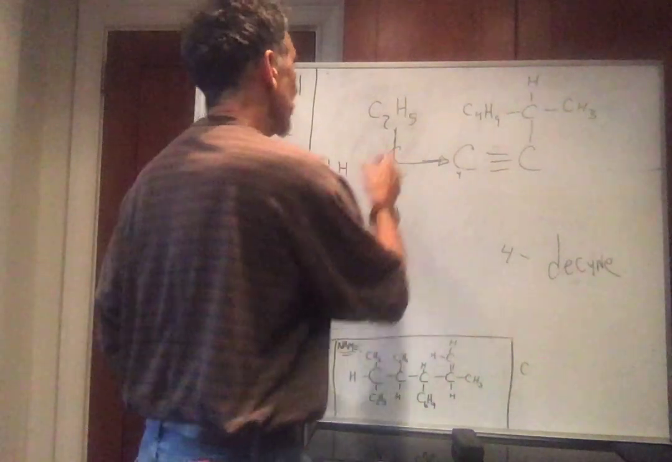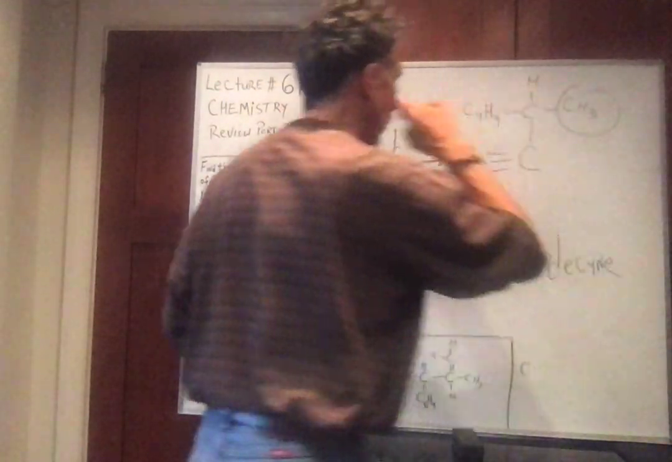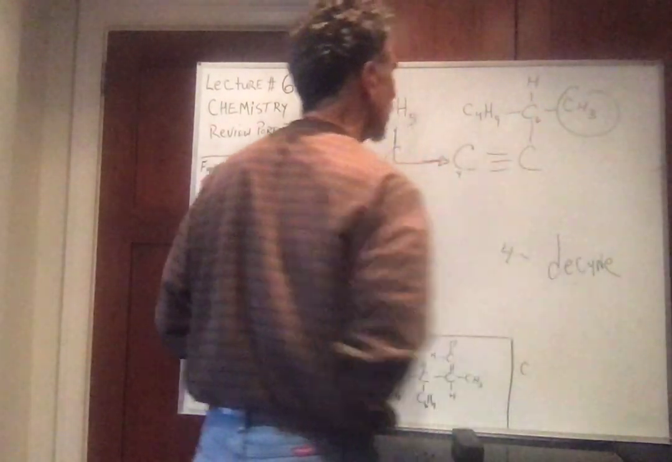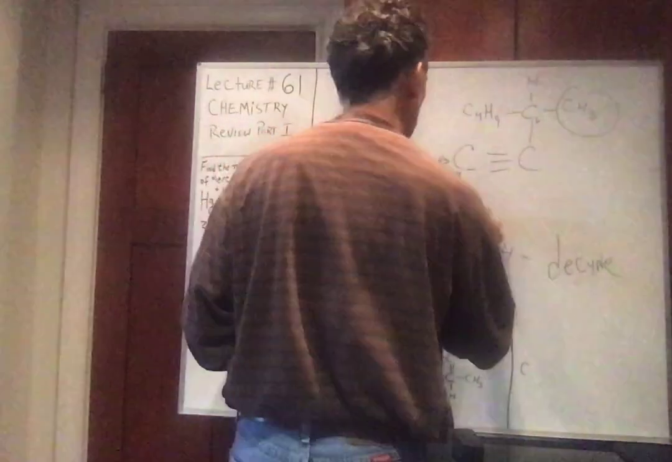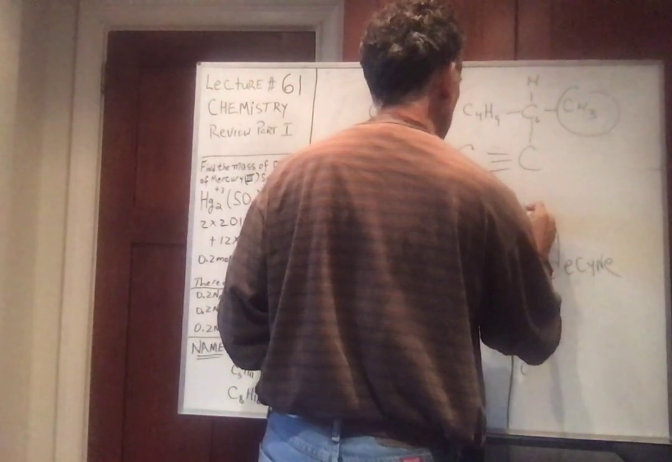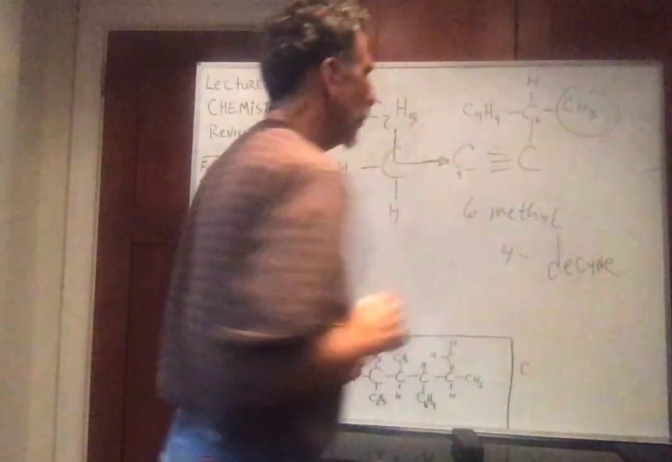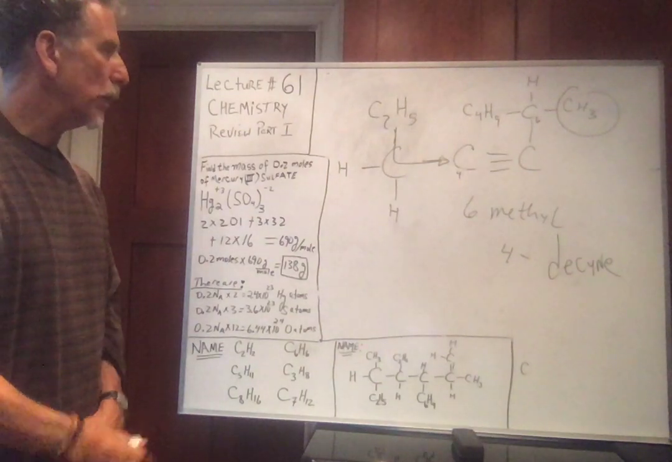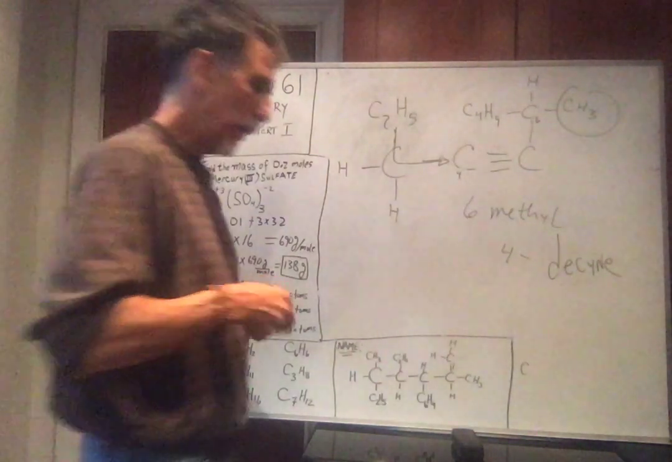This good? And there's my methyl. So that's carbon 4, carbon 5. This would be carbon 6. So it would be a 6 methyl 4 decene. Okay, got to watch which way we count. All right, let's do one more.